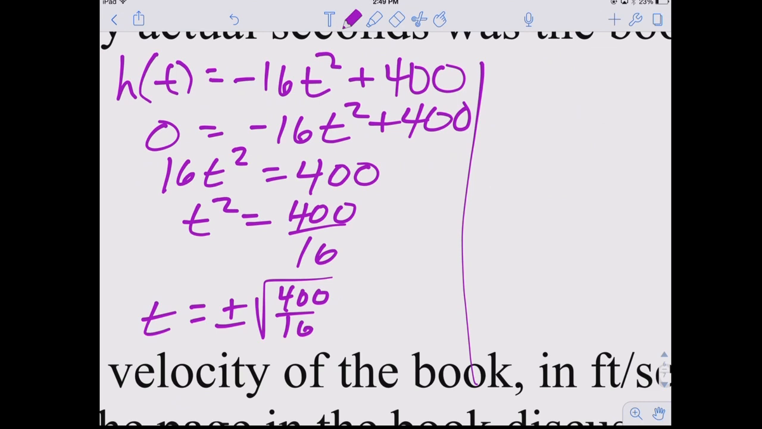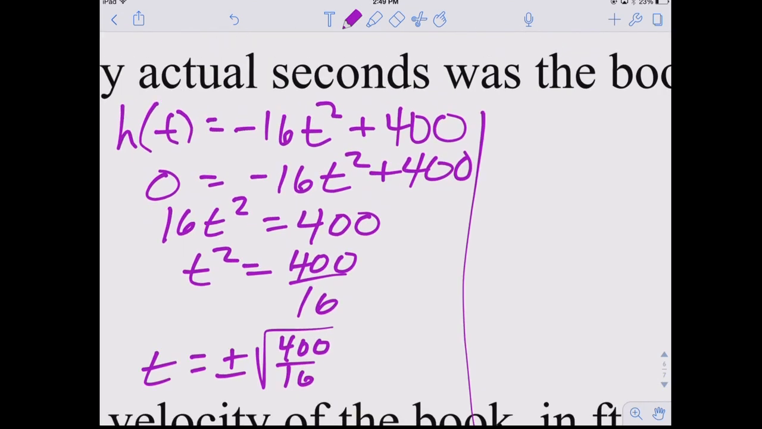Is that relevant? No, because these guys probably also stole a stopwatch, I'm guessing. And they started the stopwatch at 0 when they let go of the book. So t should end up being the square root of 400 over 16.